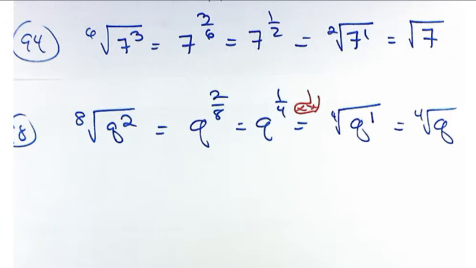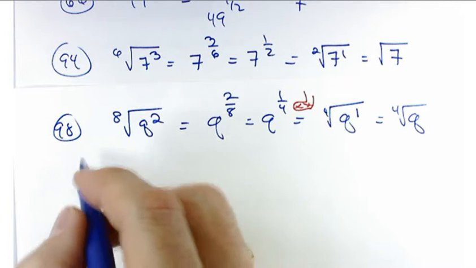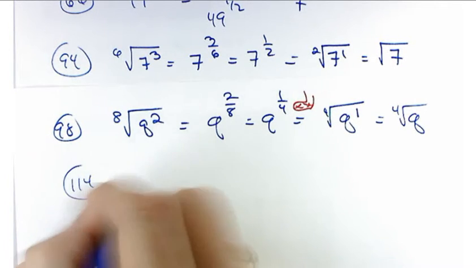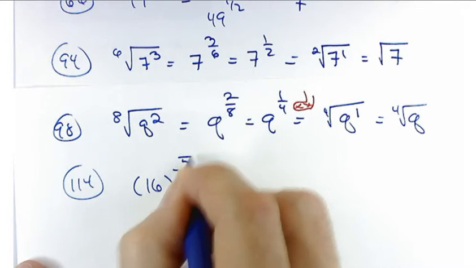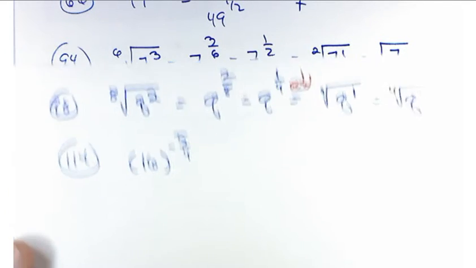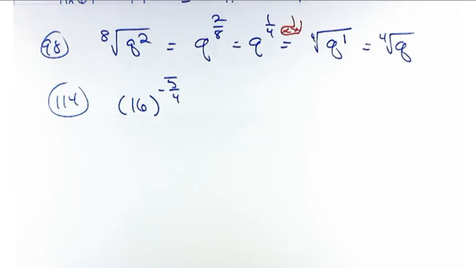Cool. One last one. This would be kind of a perfect challenge for you on an exam. And that is problem number 114. 16 to the negative 5/4 power. See if you can't write that as a fraction. Just simplify it and write it as a fraction. I don't care if you do it on your calculator or if you do it by hand. But try and write that as a fraction. Should work out really nice.